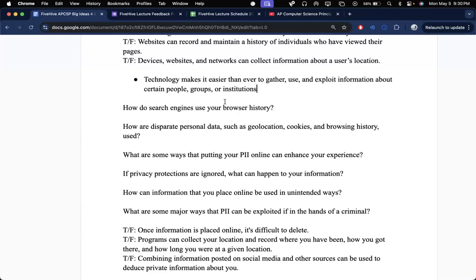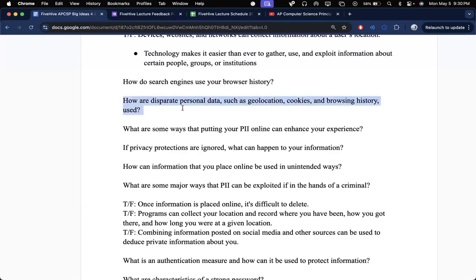Great. How are disparate personal data such as geolocation, cookies, and browsing history used? Same kind of thing, right? They can create, well, Nadine, what do you think? I see you typing. To show you fast food places around you. Sure, yeah, right? Just to create a more aggregated knowledge base of a specific individual, so they can make what they call a profile of you.